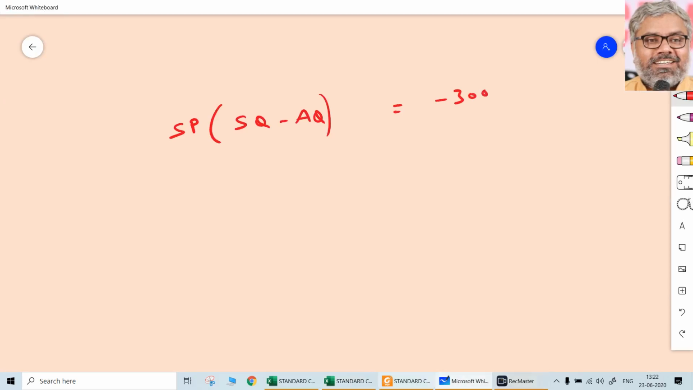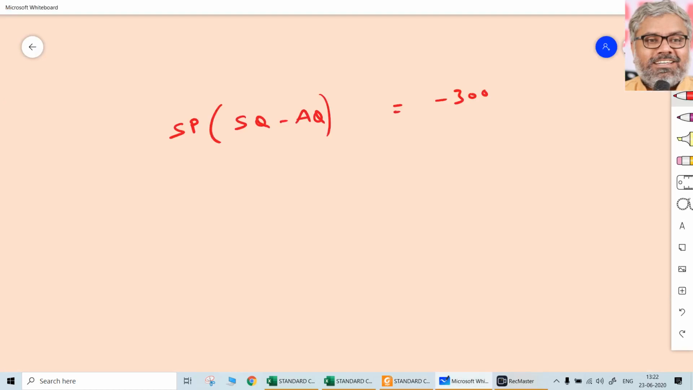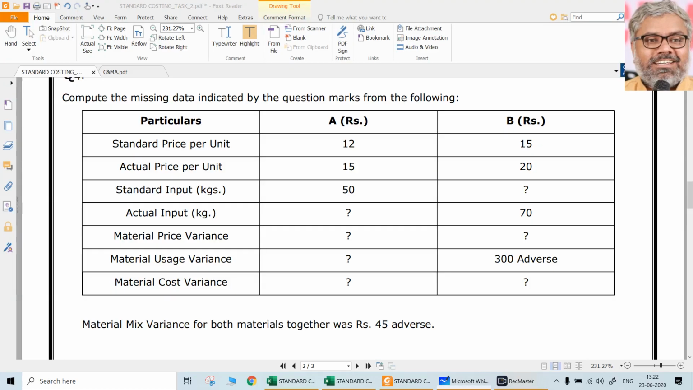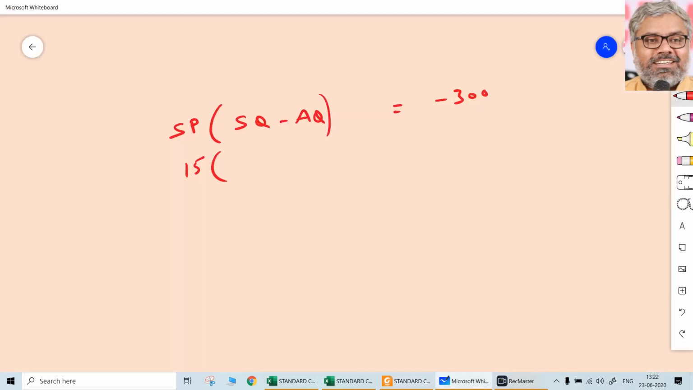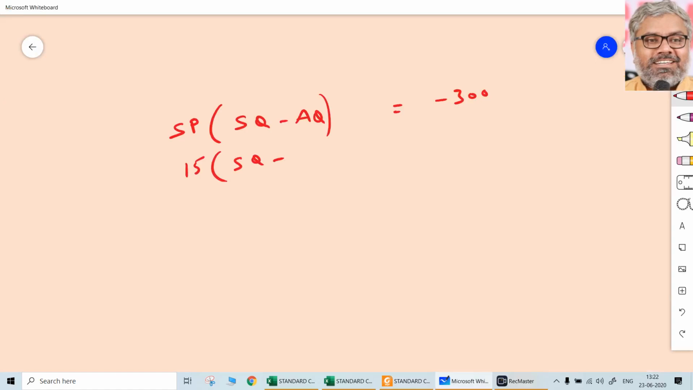And for material B, what do we know? For material B, we don't know SQ, but we know AQ. And do we know SP for material B? Yes. So whatever you know, substitute first. Automatically you will get the answer. SP is 15 rupees for material B. SQ is what we don't know, so leave it like that. Minus AQ for material B, we know. That is 70. That is equal to minus 300.